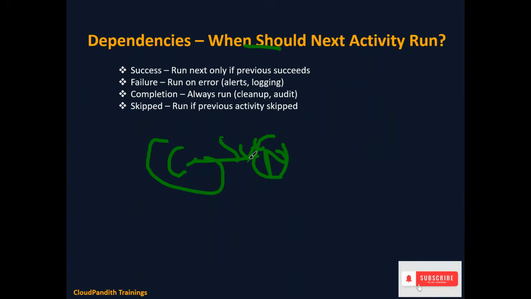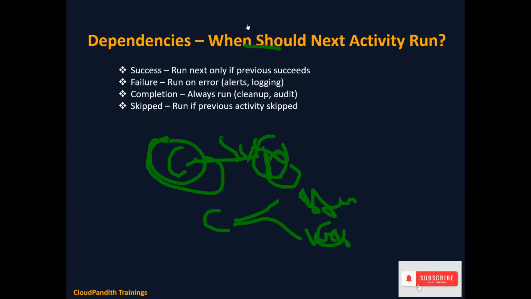You can also put a relation of failure. Failure means you run the next activity only if the previous one failed. As I said, if the copy activity failed, I am using a web activity to trigger a notification. If it succeeded, I am taking the logs using a stored procedure.